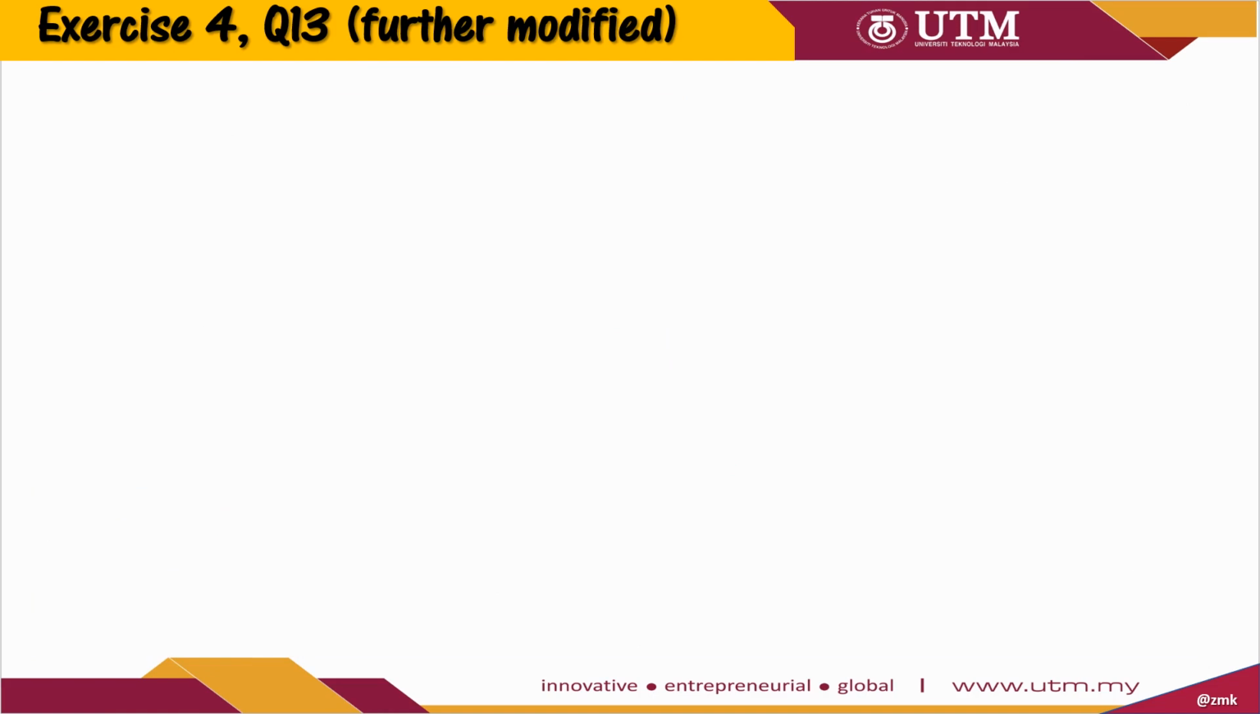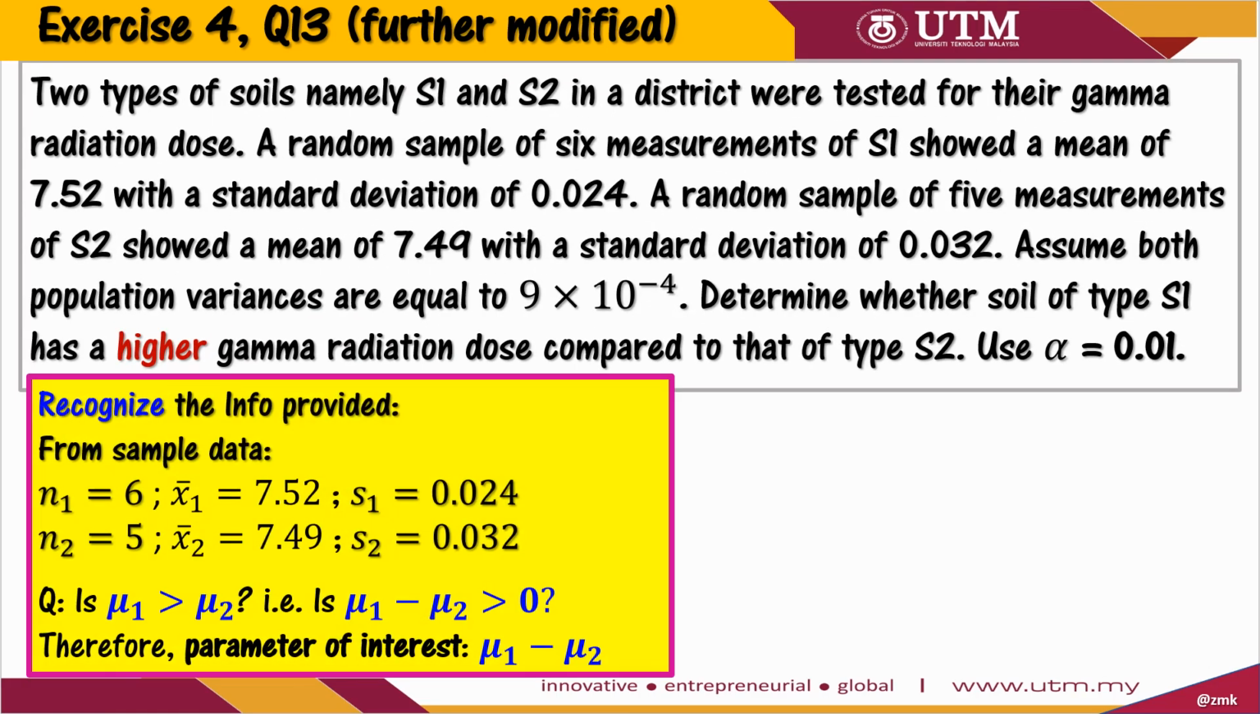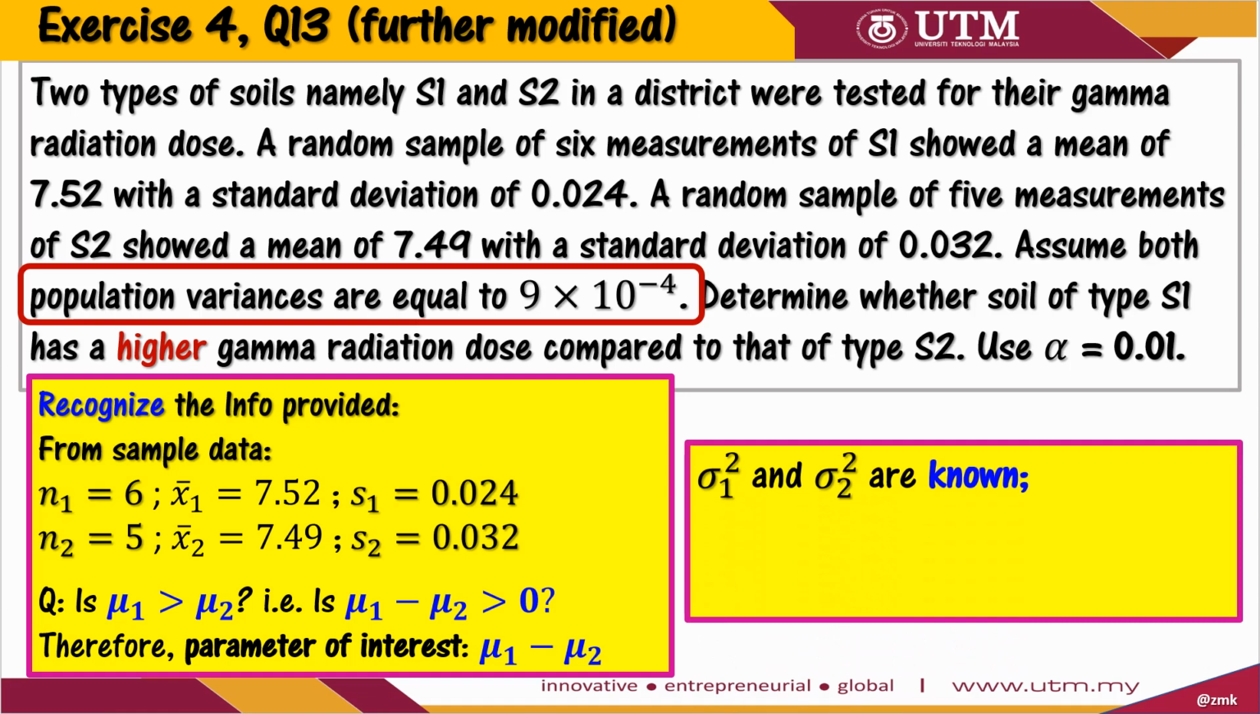Now, suppose question 13 from exercise 4 is further modified, where other things remain unchanged. We assume that the population variances are equal to 9 times 10 to the power of negative 4, or simply 0.0009. How do you tackle this question? Is it still case 3a? Of course not, because we know the values of the population variances, which are 0.0009, right?